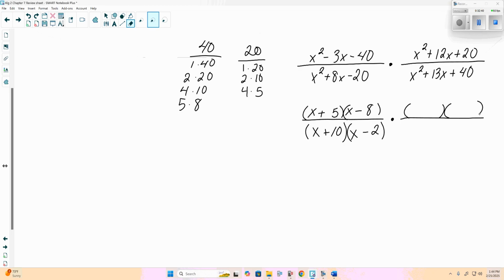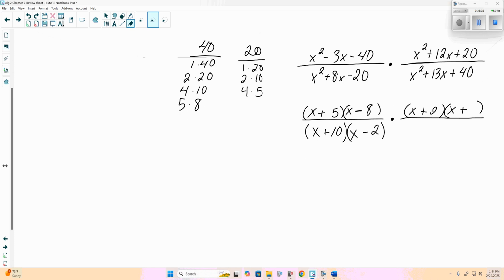All right, guys, focus. X squared plus 12x plus 20. Since the third term's positive, signs are the same and match the sign of the middle term. We have plus and plus. Factors of x squared are x and x. Now our factors of 20 are 1 and 20, 2 and 10, 4 and 5.